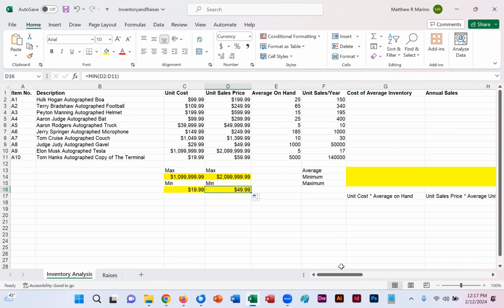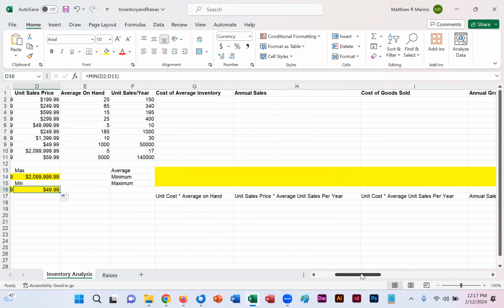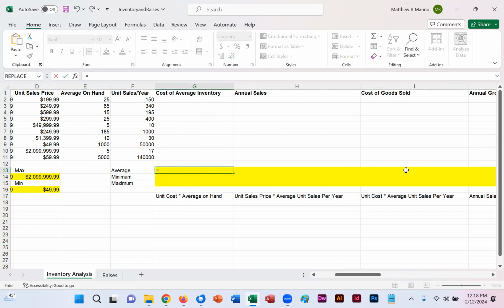Average on hand, obviously we went over that last week, is how many products they have on hand. Unit sales per year is how much of those products they sell each year. You'll notice again, we have more yellow highlights. This time we're asked for average, min, and max for these columns. So we do equals average, open parentheses. We highlight the range G2 through G11. We close the parentheses. When we hit enter, we have a divide by zero error.